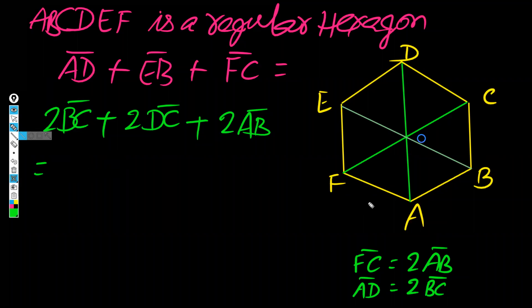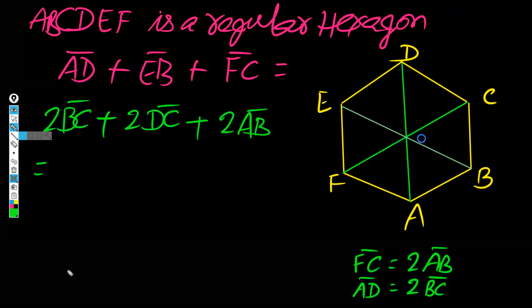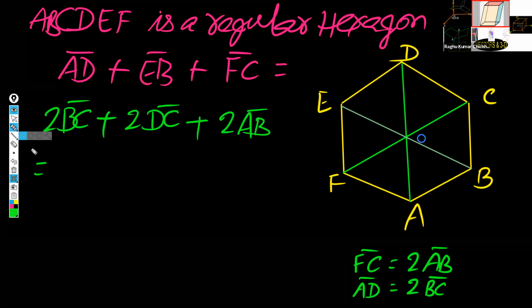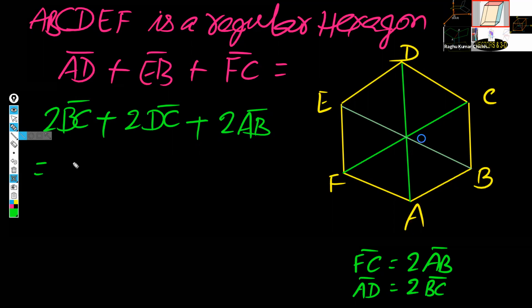So AD bar plus EB bar equals minus 2 times FO bar. Then AB bar is equal to minus FO bar, sir. So AD bar plus EB bar is equal to twice of AB bar, sir. So we got AD bar plus EB bar plus FC bar: now 2 AB bar plus 2 AB bar, sir. Okay, 4 AB bar.